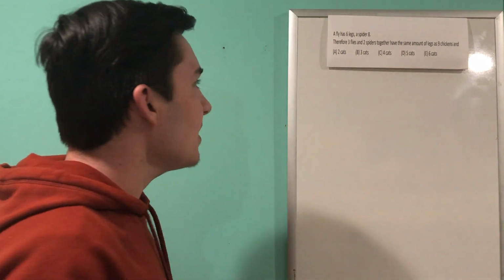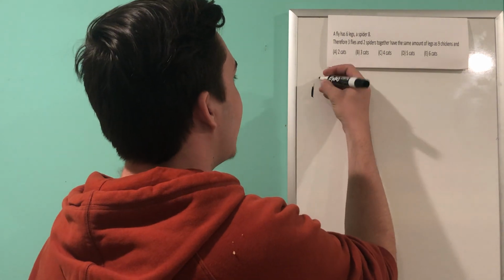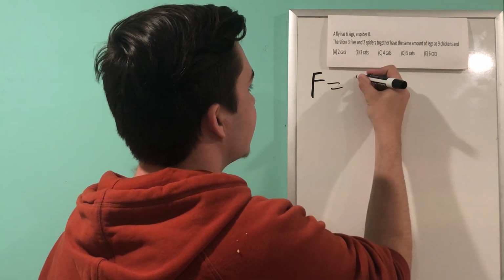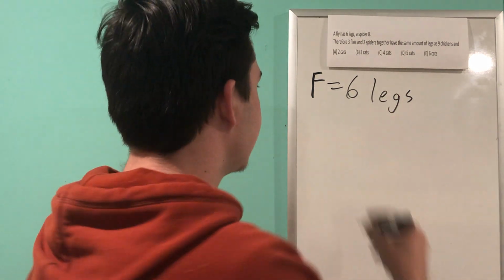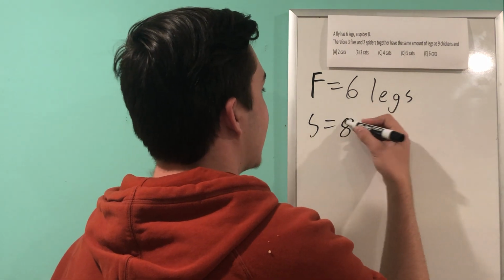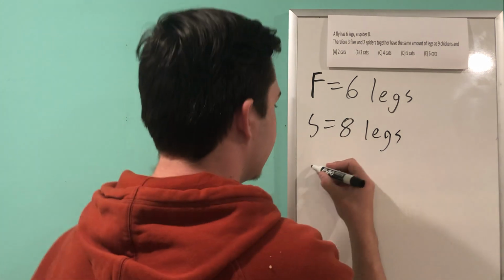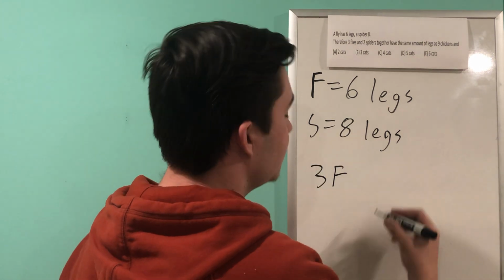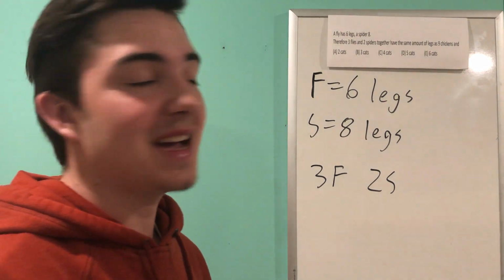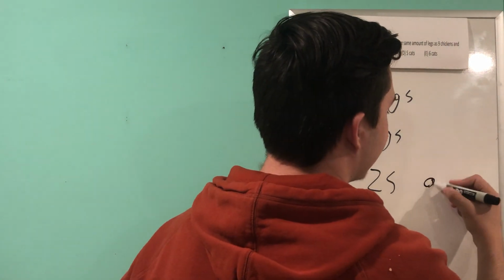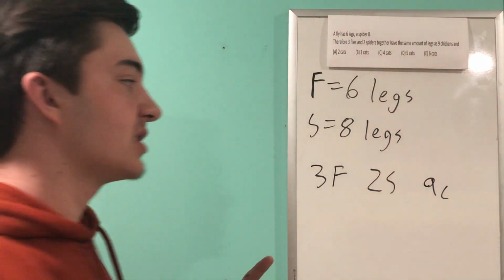All right, question number one. A fly has six legs, right? So we'll say F is a fly and it has six legs. A spider has eight legs, right? So a spider has eight legs. Therefore, three flies and two spiders together have the same amount of legs as nine chickens. So for chickens, I'll write C and something else. And we're gonna solve for that something else.